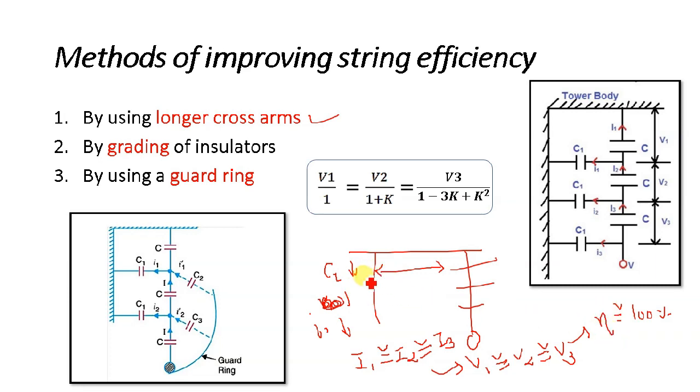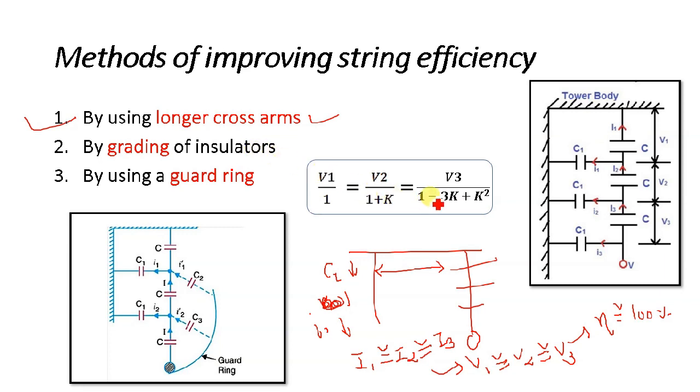But this is not economical, because by making the cross arm longer, the requirement of cross arm material will be more, and obviously it will require a heavy tower structure to withstand such heavy mechanical load, and that will increase our cost. So that will not be a useful method for improving the string efficiency. We cannot use this. The second is by grading of insulators.